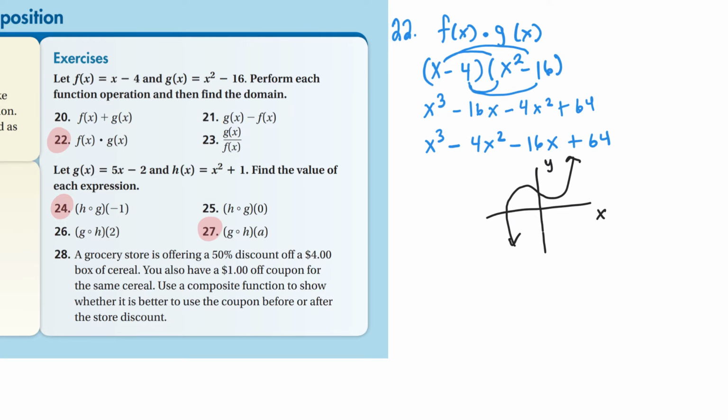Now you notice if you want to find the domain, we're looking at the set of all x values. We're going to start at the lowest, which is negative infinity. Lowest x value is negative infinity. The highest x value is positive infinity. So what is the domain? From negative infinity to positive infinity.